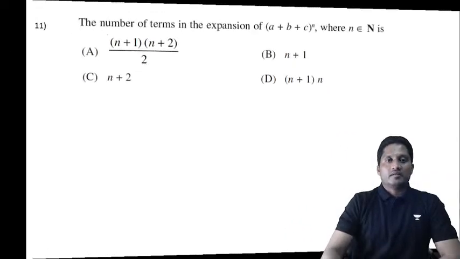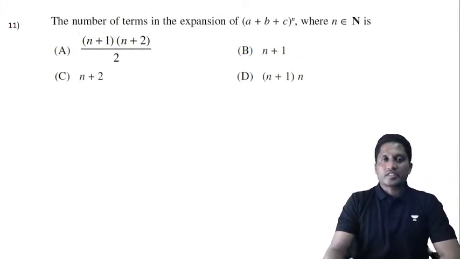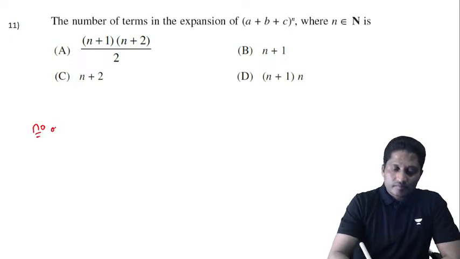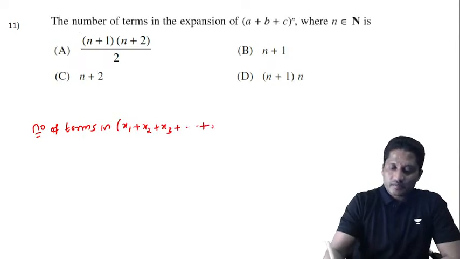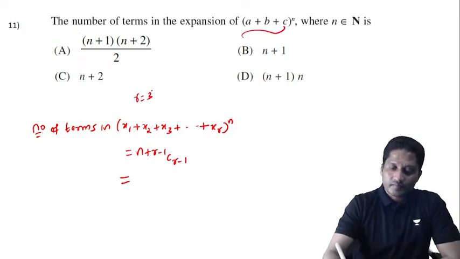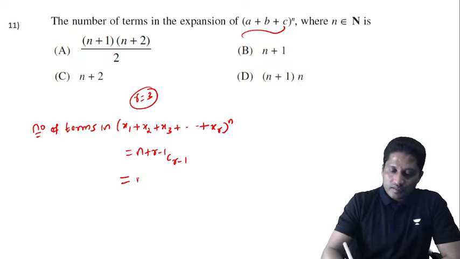Question number 11. There's a similar question which was asked in the 2020 paper. The number of terms in the expansion of (x1 plus x2 plus x3 and so on up to xr) whole power n would be equal to (n plus r minus 1)C(r minus 1). r stands for the number of terms, which is 3. So this is (n plus 3 minus 1)C(3 minus 1), which is (n plus 2)C2.